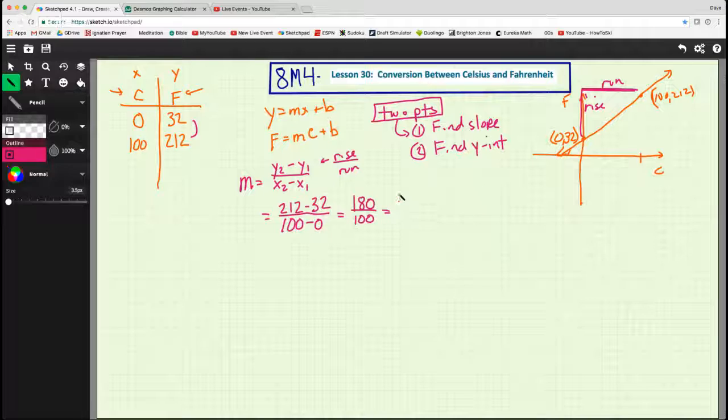This is our slope. That simplifies if we divide both sides by 10: 18 over 10. Now if we divide by 2, we get 9 over 5. And so that's our slope.